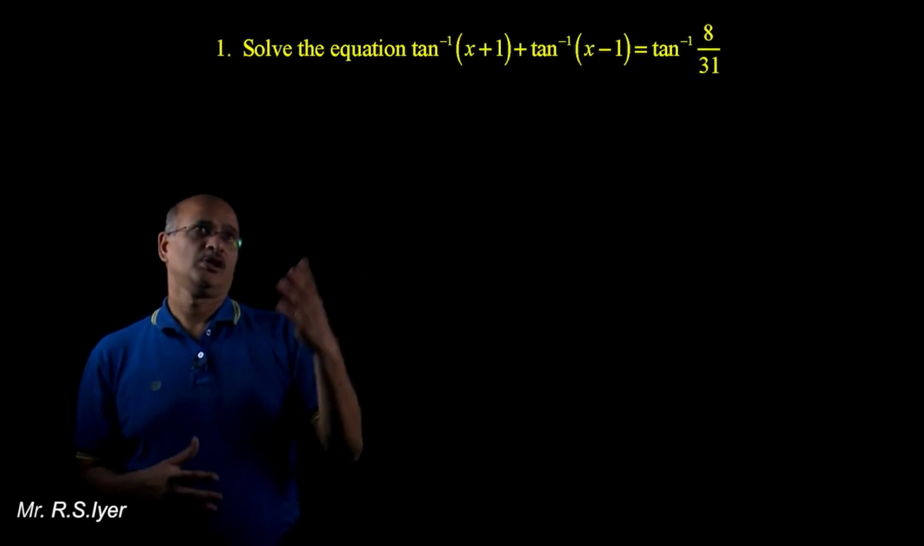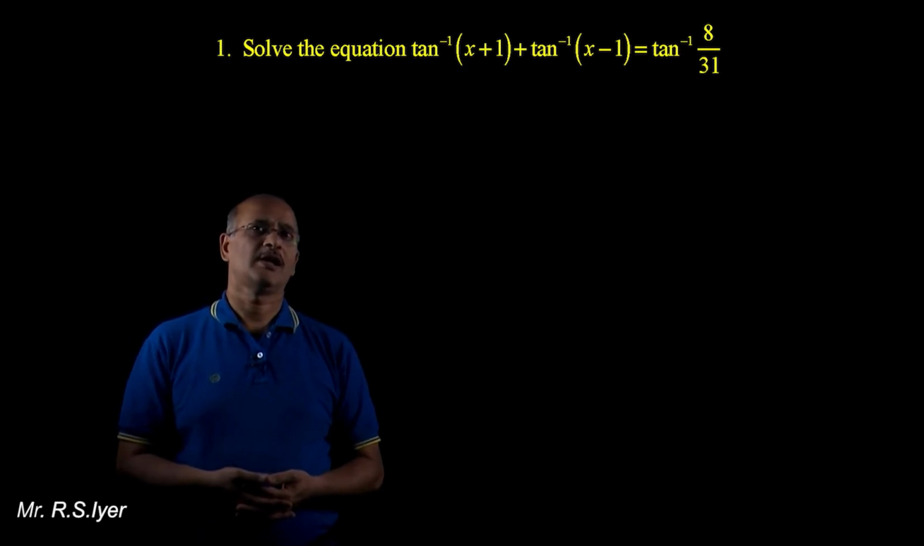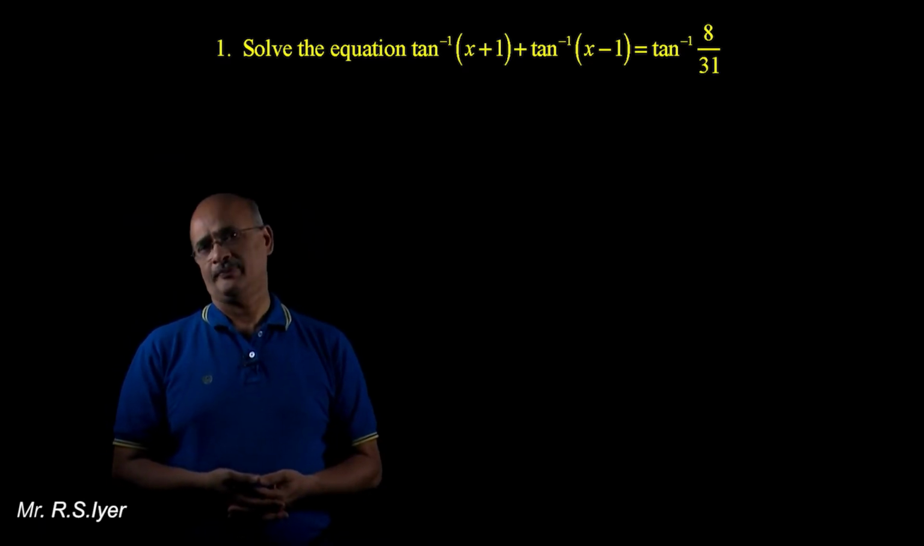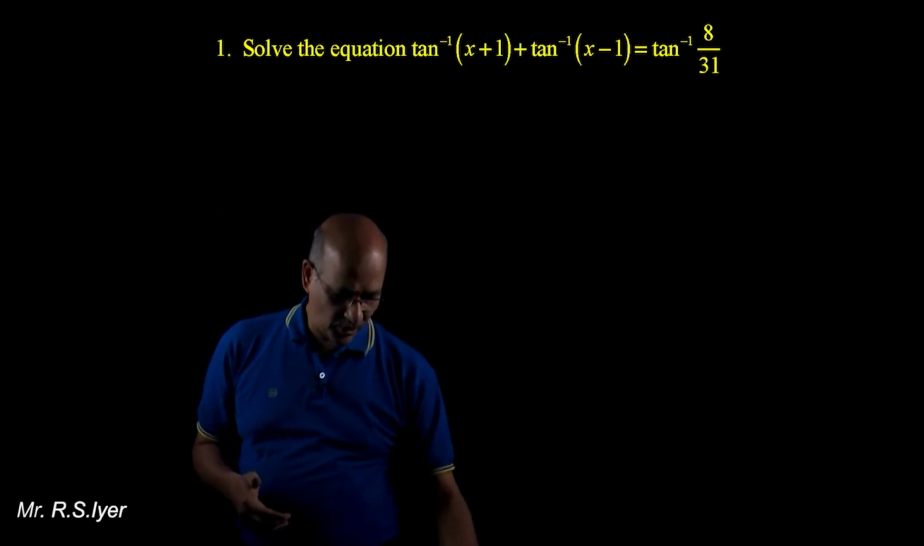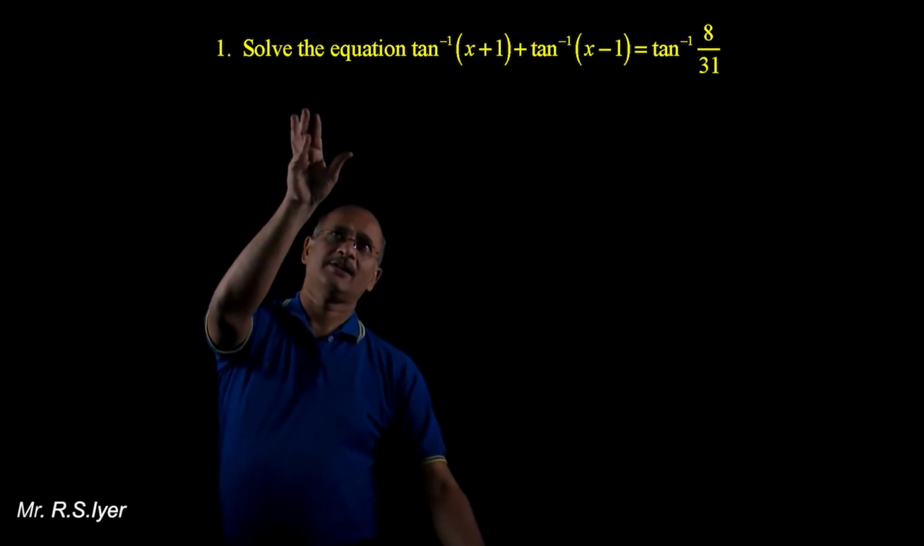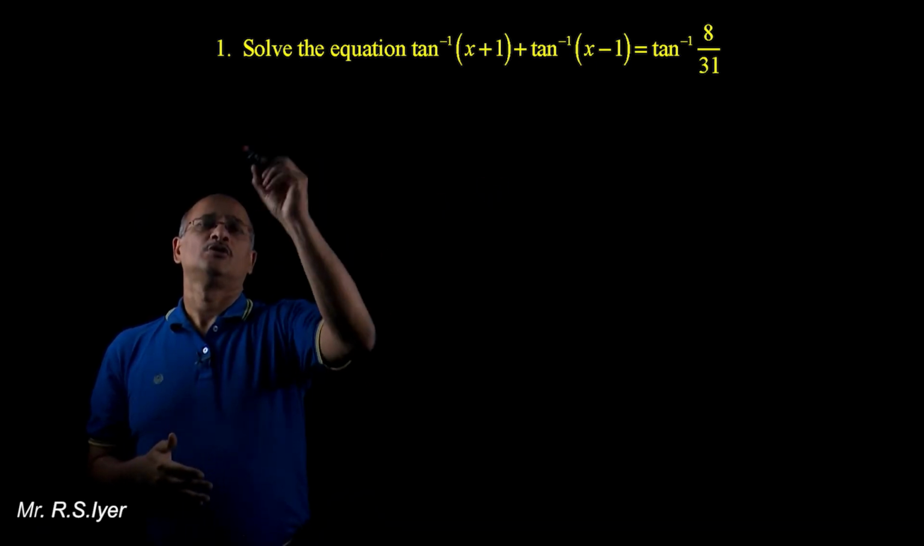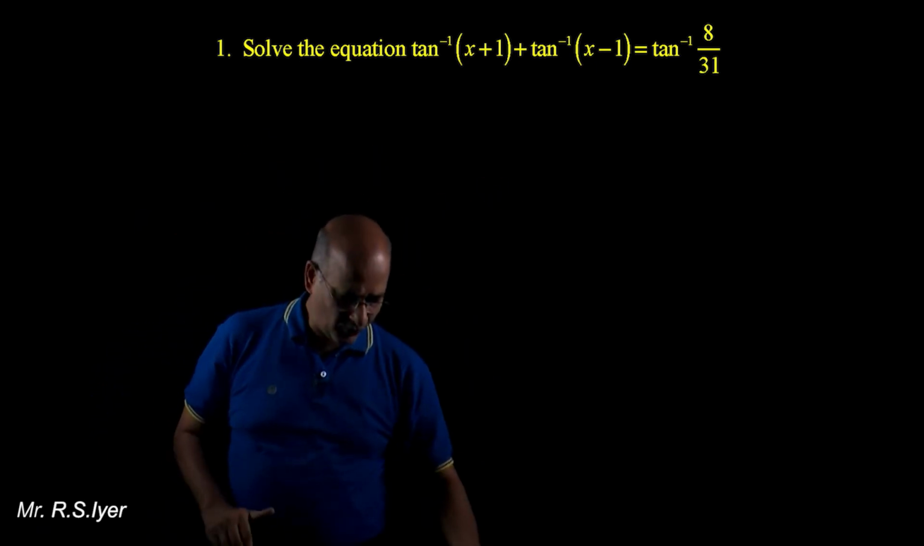Okay, look at this question here. It is given tan inverse x plus 1 plus tan inverse x minus 1 is equal to tan inverse 8 by 31. Okay. So children, what is important in this case? Try to understand. So tan inverse x plus tan inverse y I can apply for the formula which I displayed on the board.